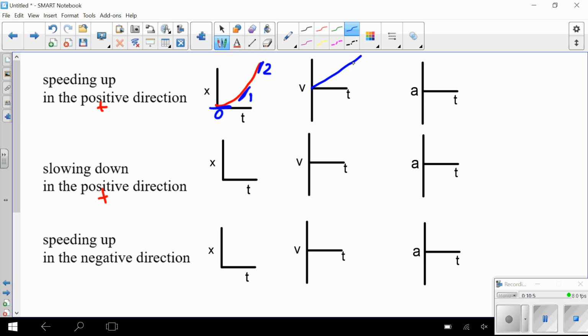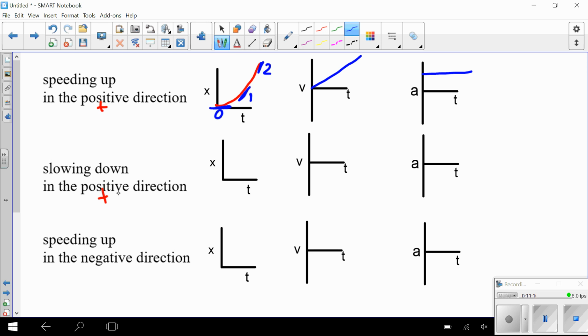Now, the slope of this graph gives us our acceleration. If you look, we have a changing velocity, so we definitely have an acceleration. The slope of this graph is positive and constant, so we have a positive constant acceleration.